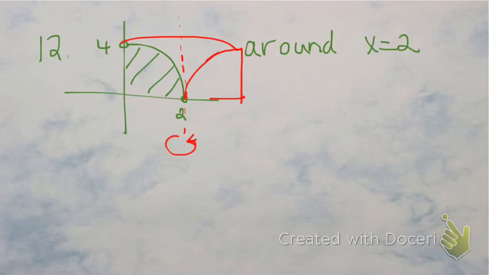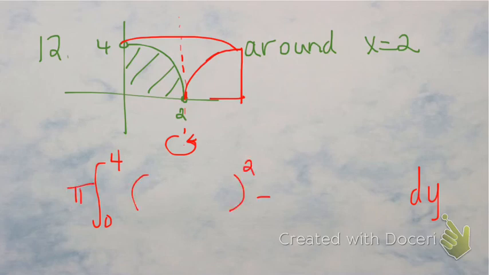Now, because we're going around an up and down line, that means we need to have y's in our equation. This is going to be 0 to 4. And there is a hole, so it's going to be something squared minus something squared. Let me write down what those equations were again, because we're going to need them. Y equals 4 minus x squared, and then the x and the y-axis.